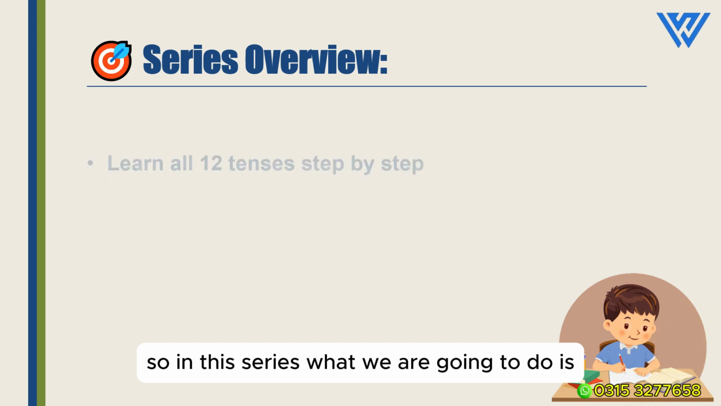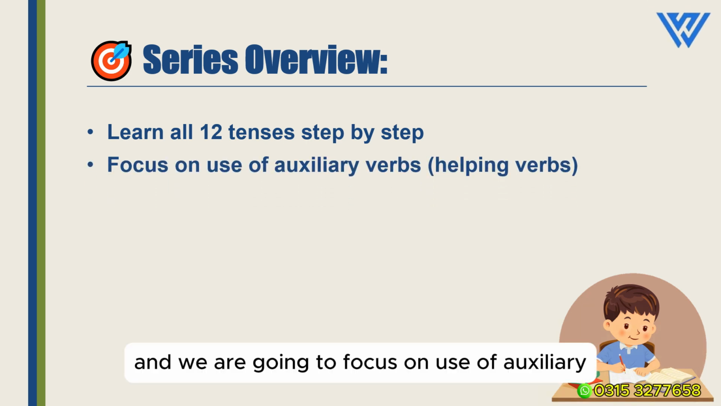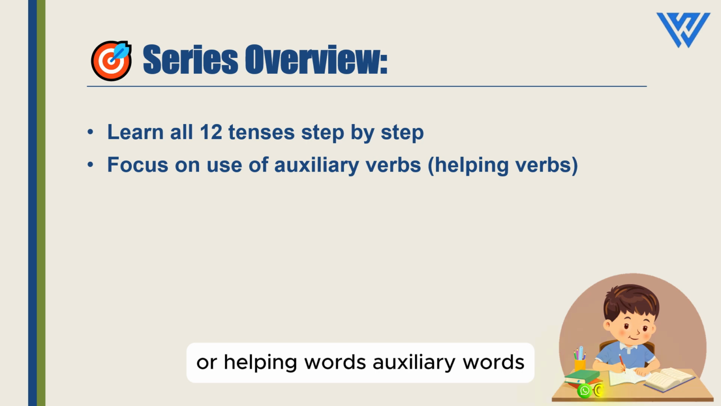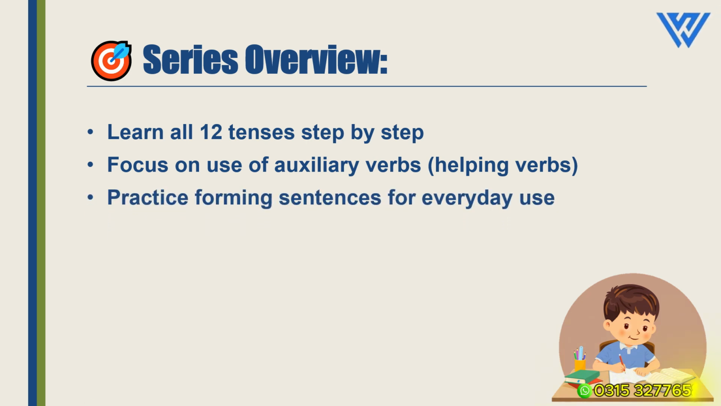So in this series what we are going to do is we are going to learn all 12 tenses step by step, and we are going to focus on use of auxiliary or helping verbs. Auxiliary verbs कहाँ पर हमने is, am, are, was, were, has, have, उसके साथ कौन सी form of verb use करनी है जो सबसे ज़्यादा हमें मुश्किल होती है यूसेज में, उसको देखेंगे. And practice forming sentences for everyday use. हर रोज के लिए कौन सा टेंस किस सिचुएशन में यूज करना है वो देखेंगे.